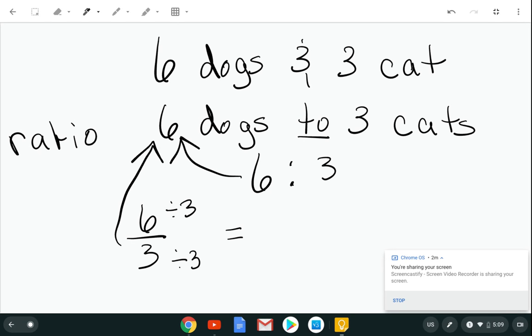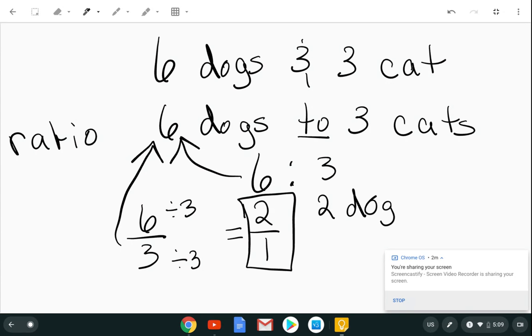6 divided by 3 is 2. And 3 divided by 3 is 1. So your ratio of dogs to cats is 2 to 1. This is saying that there are 2 dogs for every 1 cat. All right.